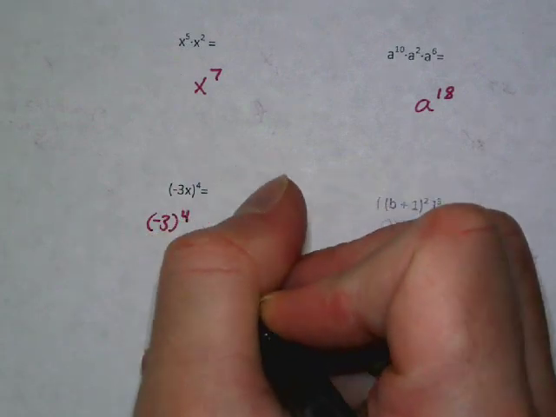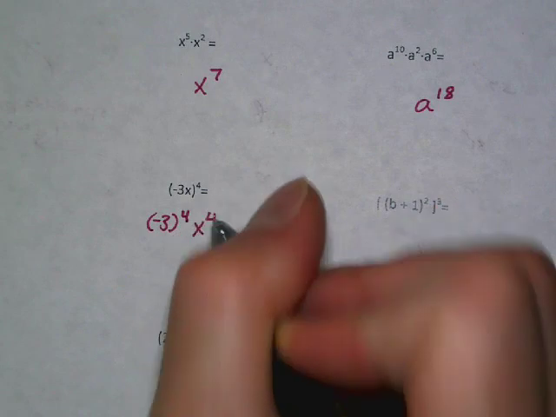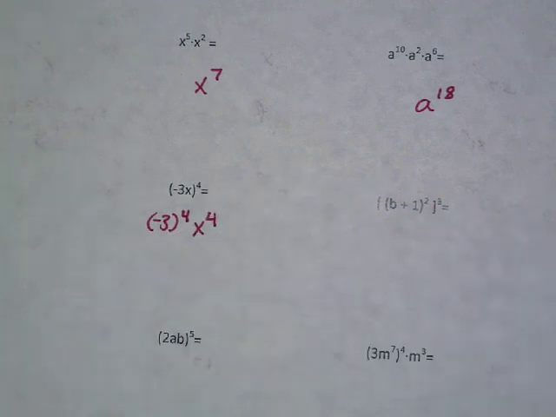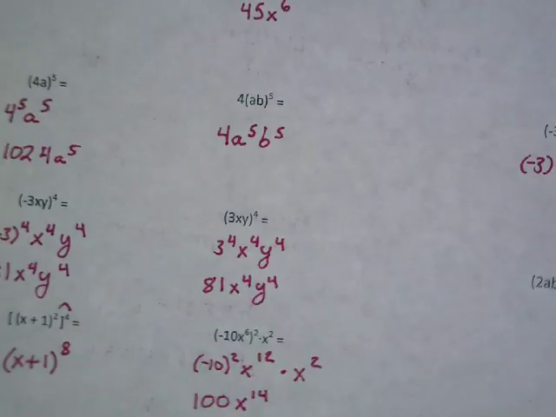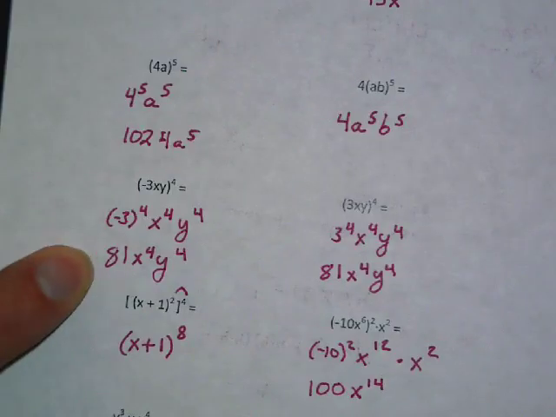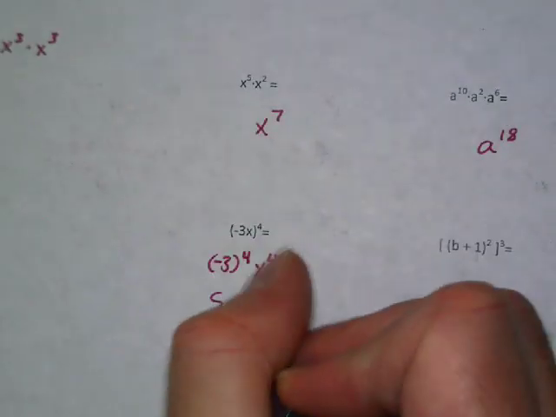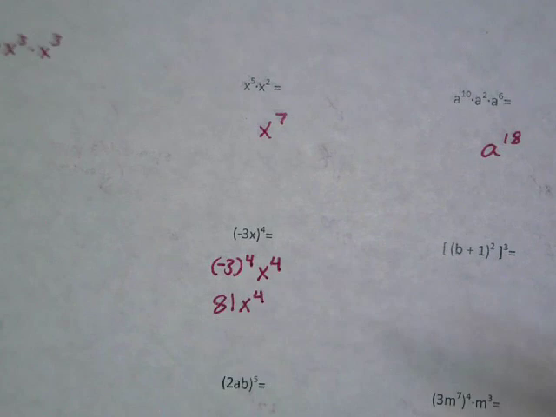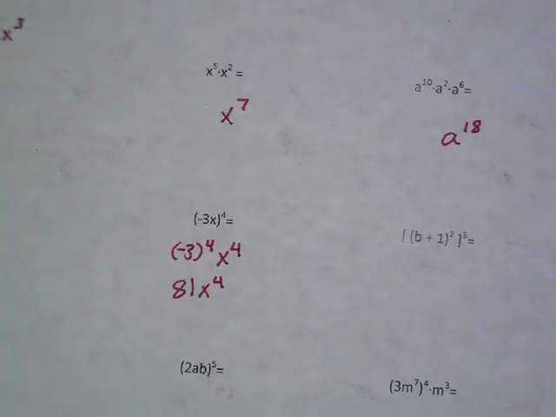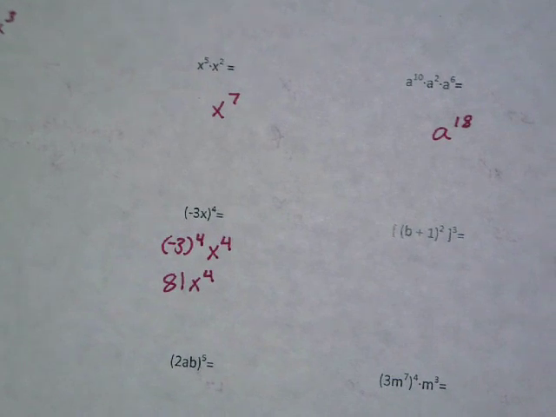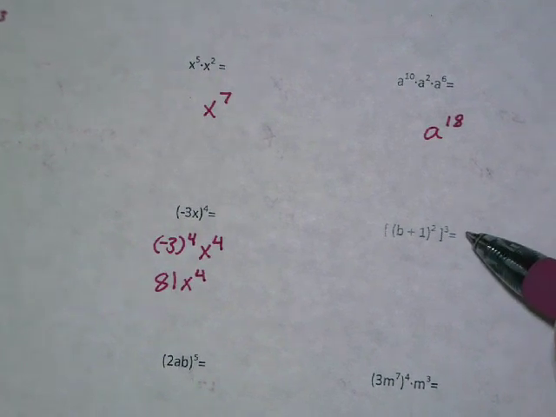Second row there. The negative 3 and the x both have an exponent of 1. So when you multiply the 4 in, we now have negative 3 to the 4th, x to the 4th. And then to simplify that, we just did it right here. Negative 3 to the 4th gives us 81. So 81 x to the 4th.